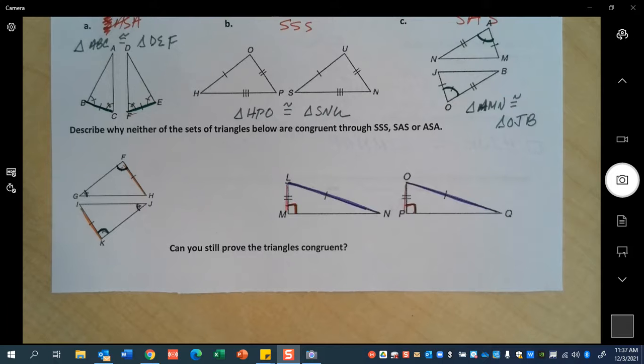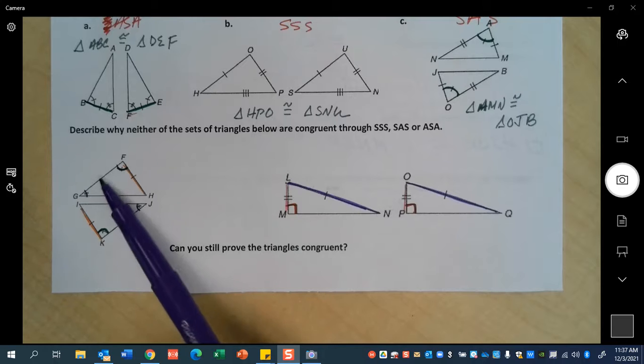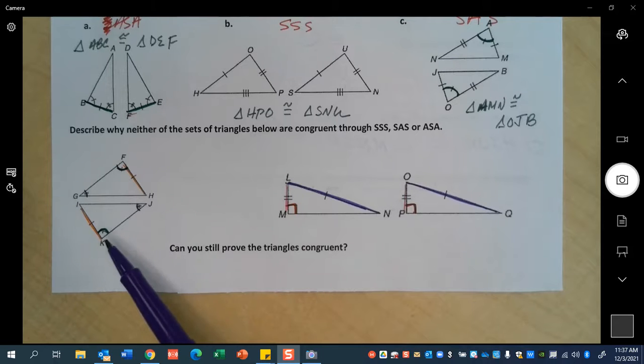Let's talk about this set first. I have two angles on a side, but that side is not the included side. So I cannot use angle, side, angle. What can I do? Who has an idea? Maggie, go ahead.